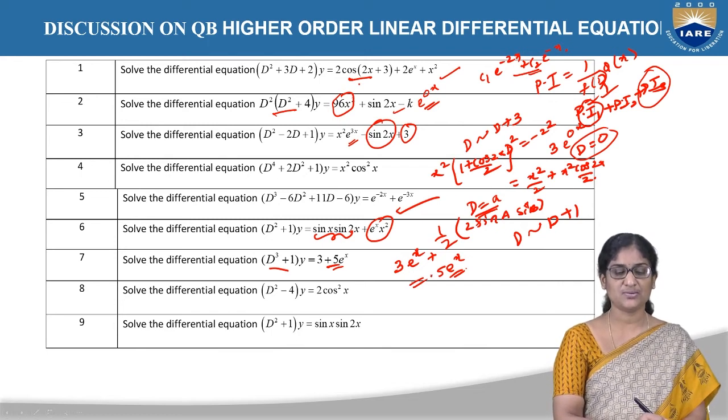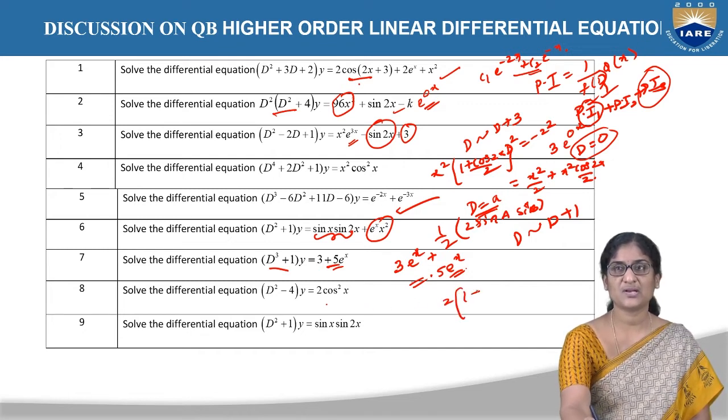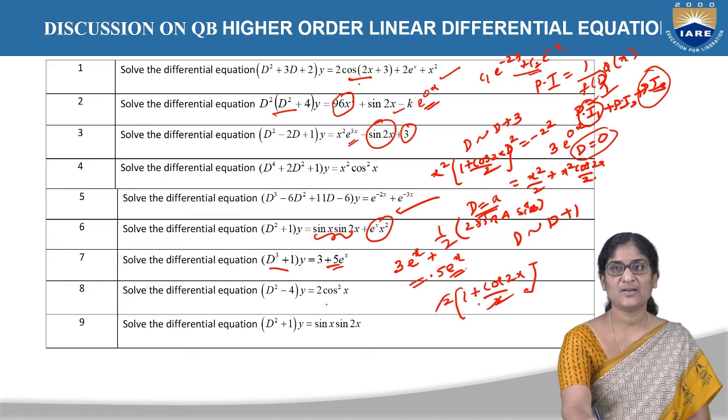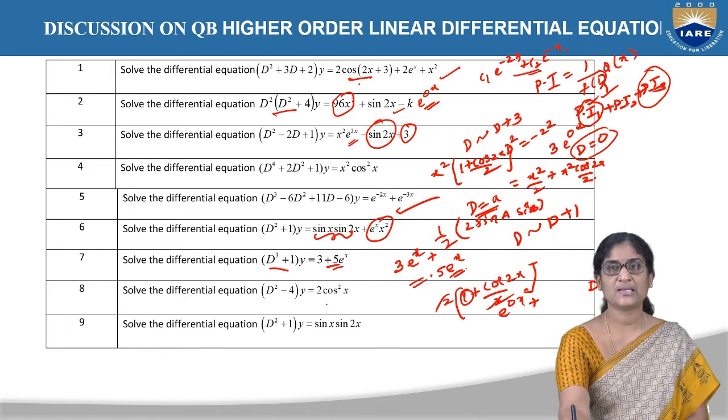Now going to the eighth question. Again we have the same case as in the fourth question. Here cos squared x can be written as (1 plus cos 2x) by 2. The 2 gets cancelled, and for 1 you can write it as e to the power of 0x, and for cos 2x you can directly substitute D squared is equal to minus 2 squared and get the answer.